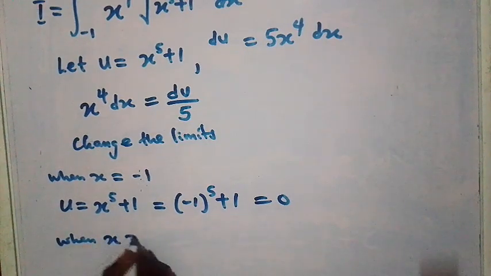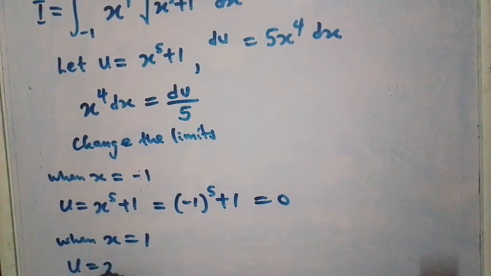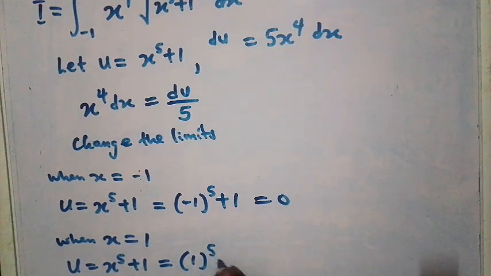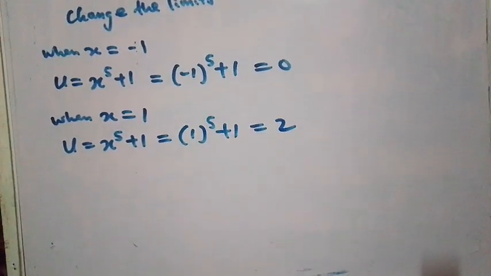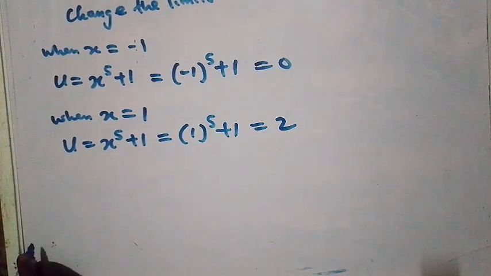When x equals 1 for the upper limit, from u equals x raised to the power 5 plus 1, this will be equal to 1 raised to the power of 5 plus 1. This will result to 1, and 1 plus 1 will give us 2. That is, the new upper limit is 2.